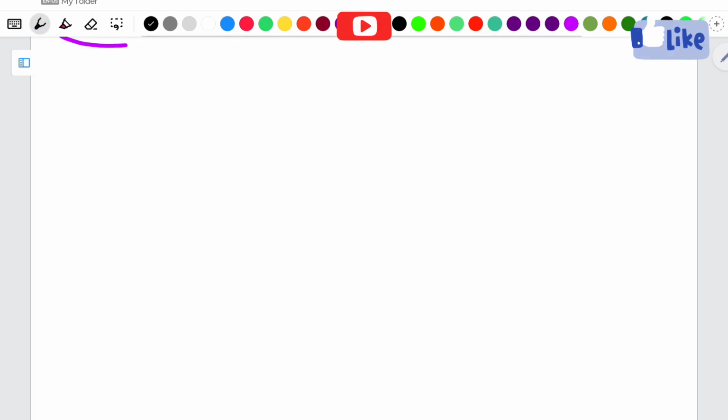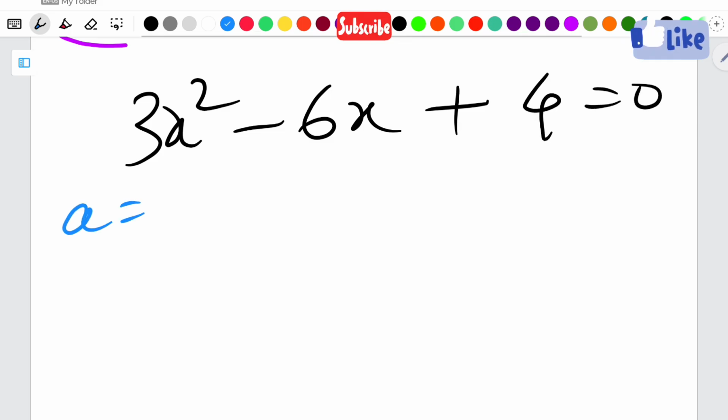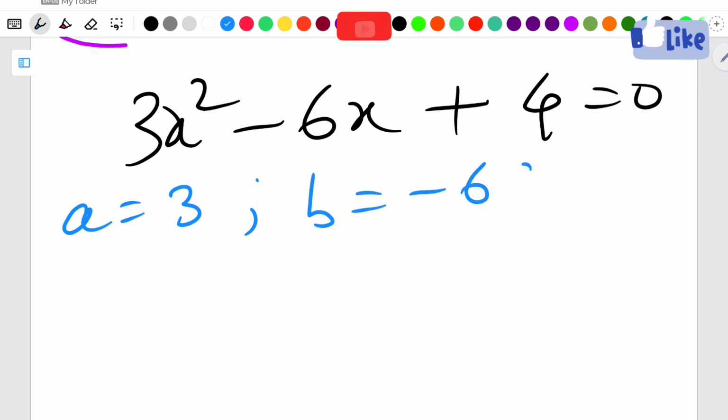Now we'll discuss how to solve a quadratic equation by using the quadratic formula. Suppose 3x square minus 6x plus 4 is equal to 0. So a is equal to 3, b is equal to minus 6 and c is equal to 4.